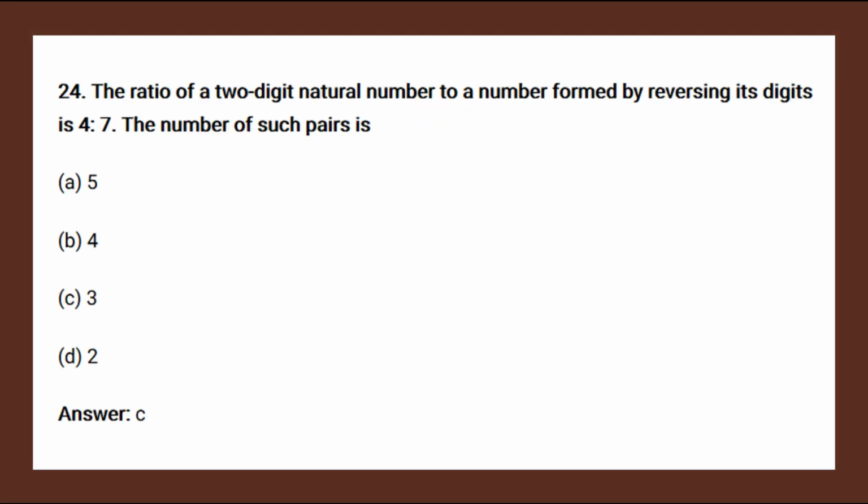Next question 24. The ratio of a two-digit natural number to the number formed by reversing its digits is 4:7. The number of such pairs is option A, 5, B, 4, C, 3, D, 2. And the answer is option C, 3.